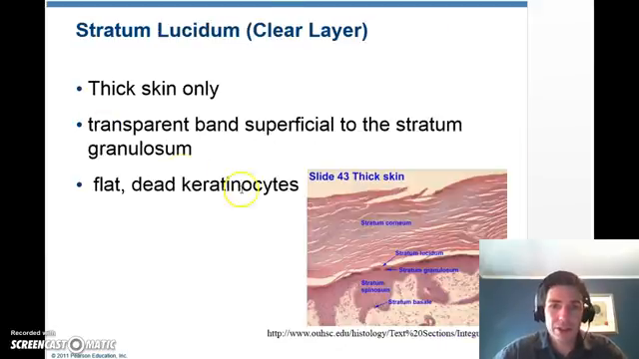Then you have the stratum lucidum, which is this layer right here. Lucid means light, so this is the light layer and is found only in thick skin because it is this light skin cell layer in between the stratum corneum and the stratum granulosum.